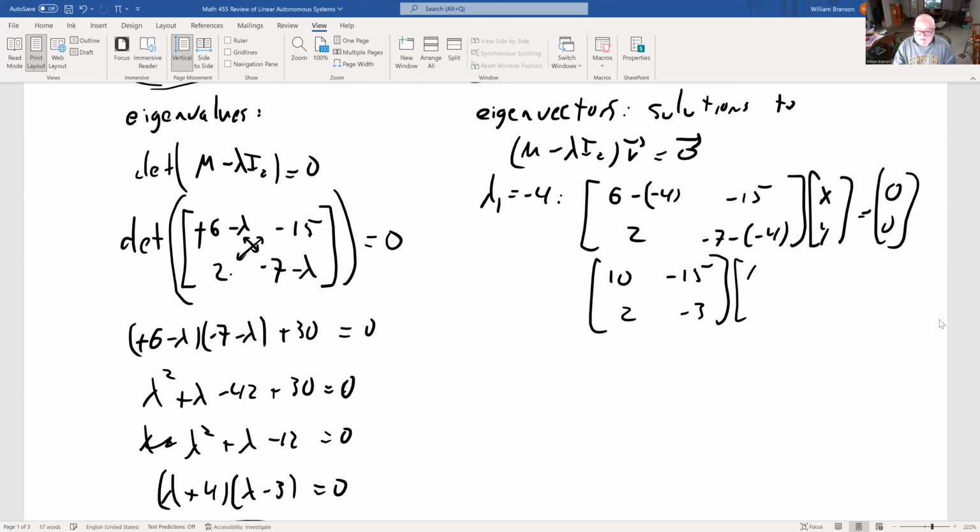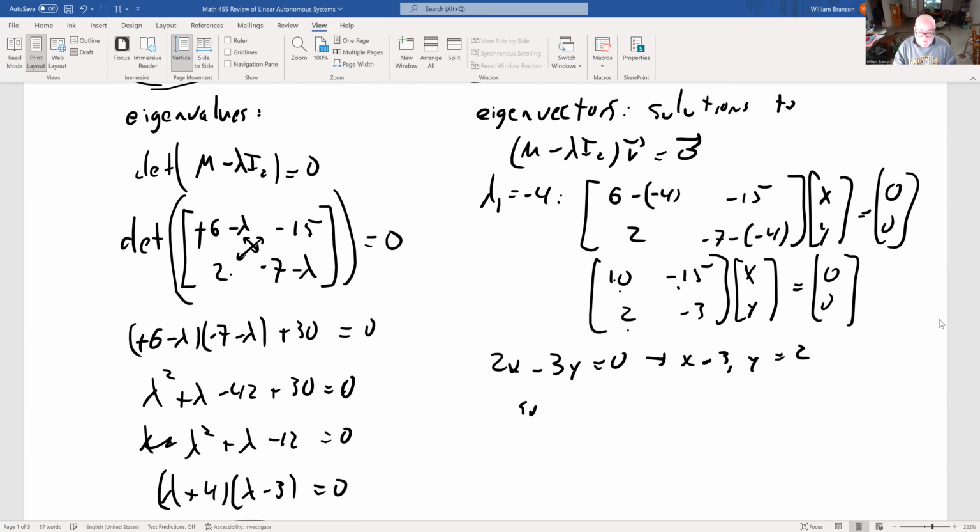And that's good because at this step, we always want our two rows in our matrix, after we plug in an eigenvalue, to be multiples of each other. And we can take either the first row or the second row. We can take 2x minus 3y equals 0, set x equal to 3, y equal to 2, and that gives us an eigenvector. So eigenvector v1 is 3, 2.